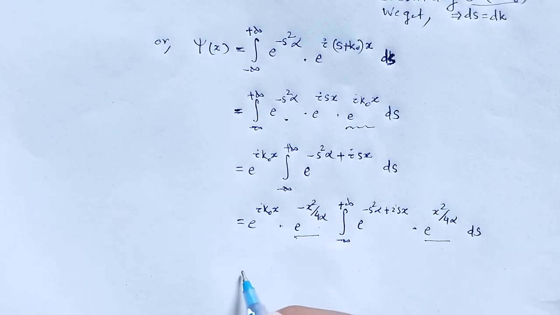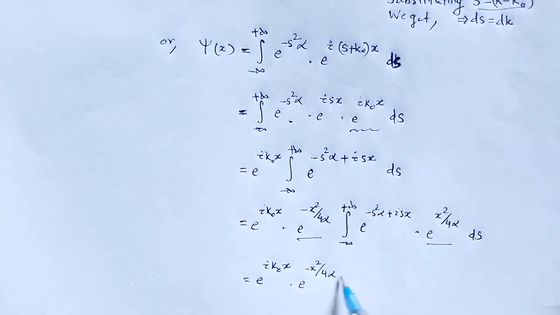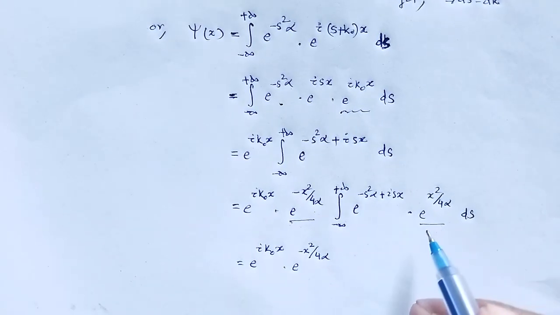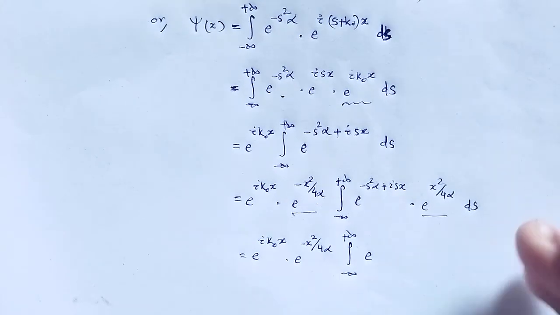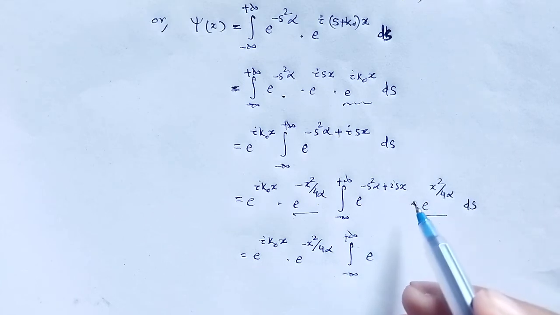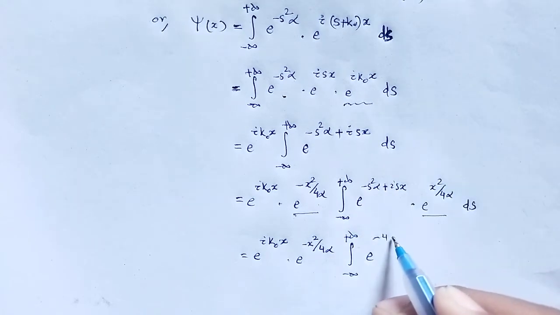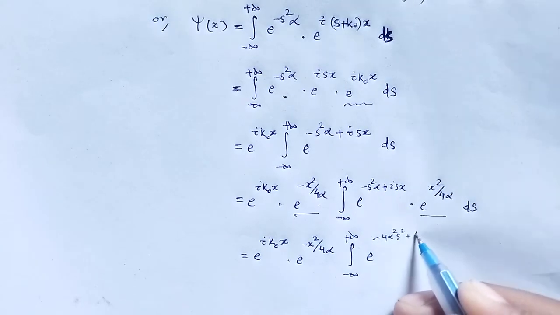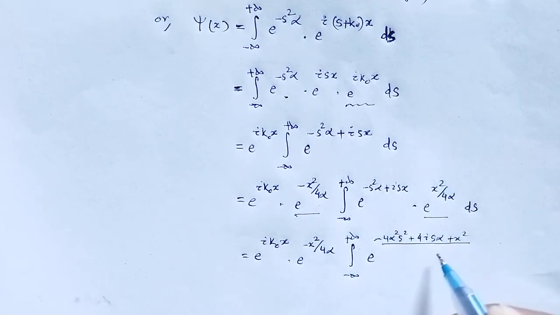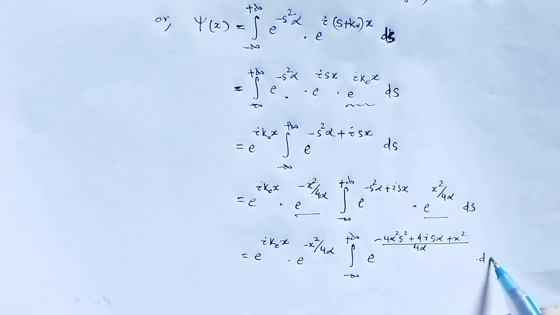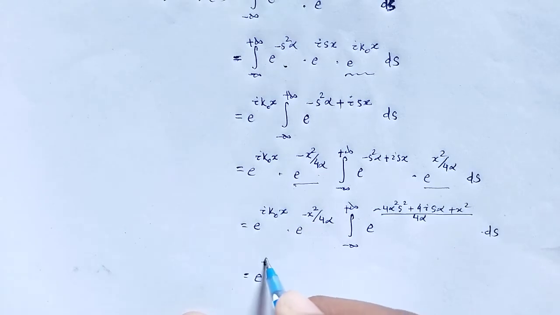Now it will be e to the power i k naught x into e to the power minus x square divided by 4 alpha, and in that bracket term, integration from minus infinity to plus infinity, e to the power, adding these two terms, minus 4 alpha square s square plus 4 i s alpha plus x square divided by 4 alpha, into ds.